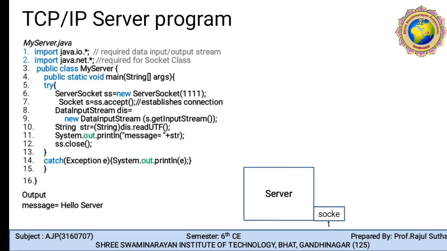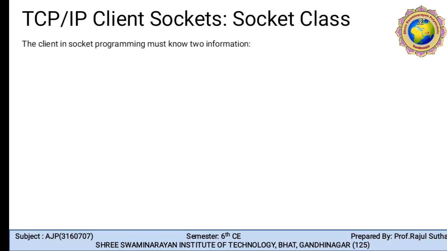Here the socket is used for the server. In the same way for the Socket class, the client in socket programming must know two pieces of information for communication: first, the IP address of the server, and the port number.